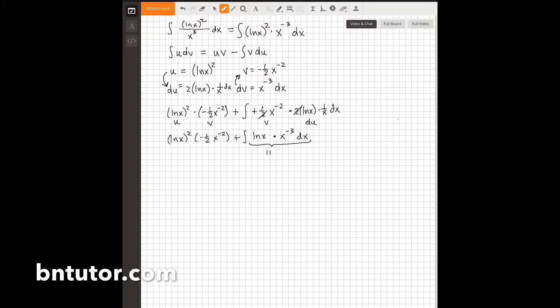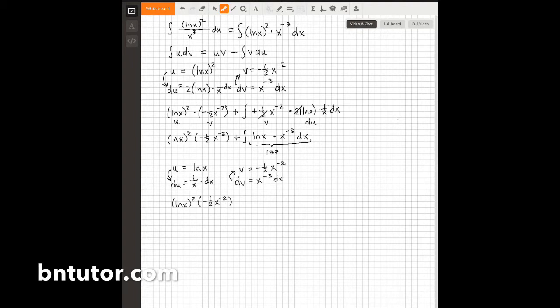We can do another round of integration by parts to solve the integral that remains. It's just good practice to let u be equal to any expression with a natural log in it. dv once again will equal the rest of the integral that remains. The derivative of the natural log of x is 1 over x, and the antiderivative, as we've seen before, of dv is negative 1/2 x to the negative 2.